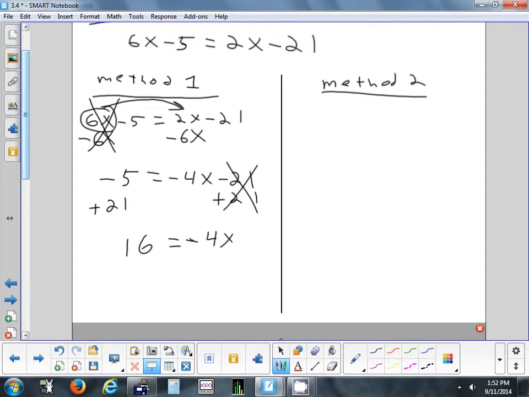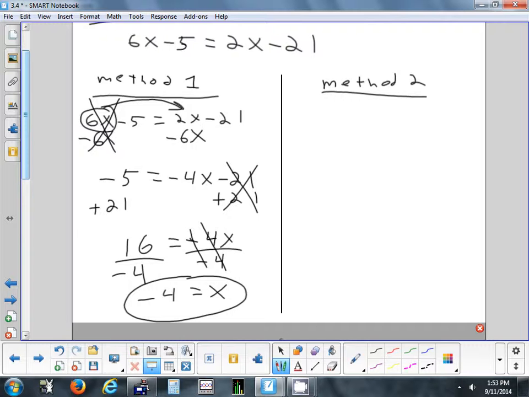Now we're almost done. Last step to get x alone: you've got that multiplication. What do we do to undo multiplication? Division. What do we divide each side by? Negative 4. What does x come out to? What's 16 divided by negative 4? What's a positive divided by a negative? Negative 4.